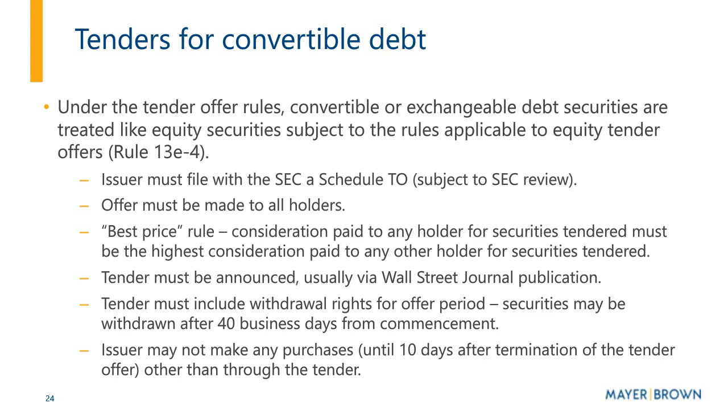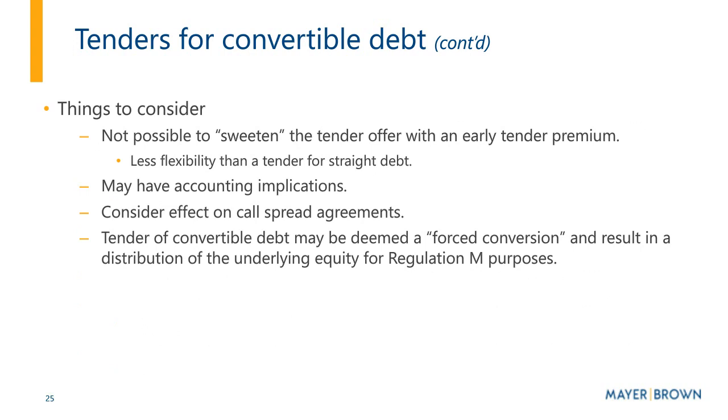The following are a few things to consider when tendering for convertible debt securities. In many, if not most, straight tenders, the issuer will include an early tender fee payable at the end of the 10th day. This encourages holders to tender early and also allows the issuer to then do a financing during the next 10 days if it needs to.